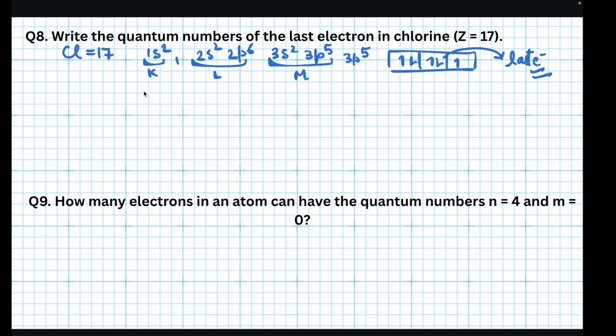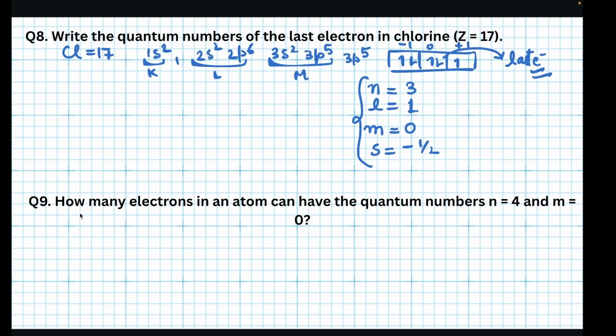So for this electron, principal quantum number n is 3, azimuthal quantum number L is 1 and magnetic quantum number is -1, 0, +1. Because the last electron enters the middle orbital, the value of m is 0. And for spin quantum number s, the value is minus half, because this electron is anti-clockwise. So these are the values of all quantum numbers for this last electron of chlorine.